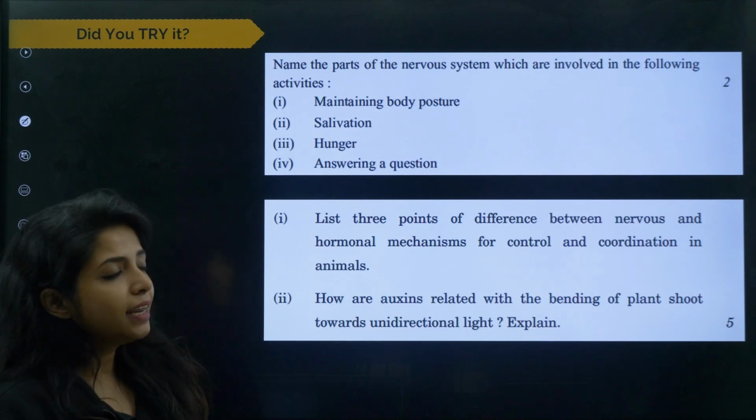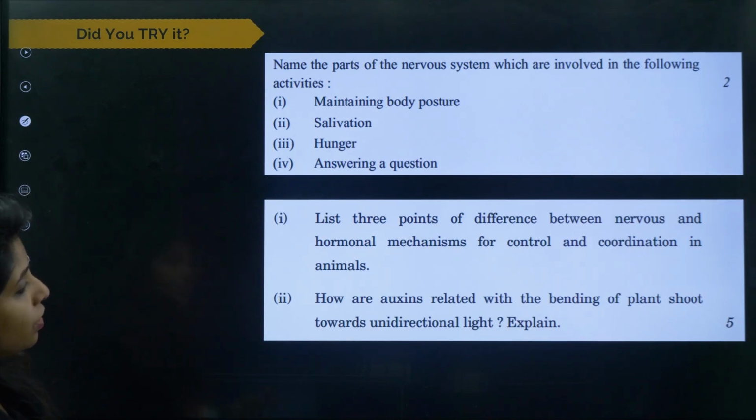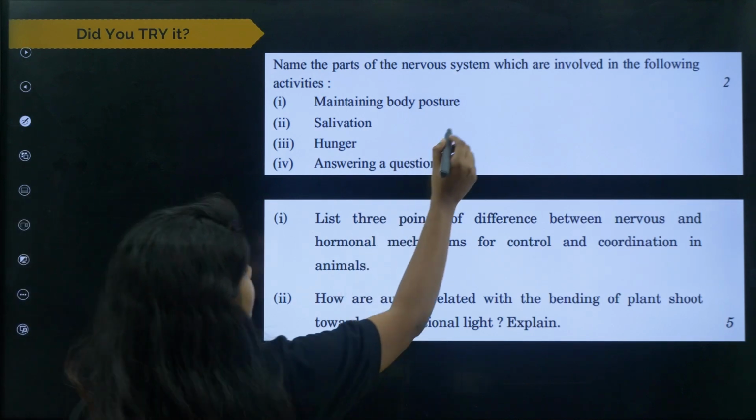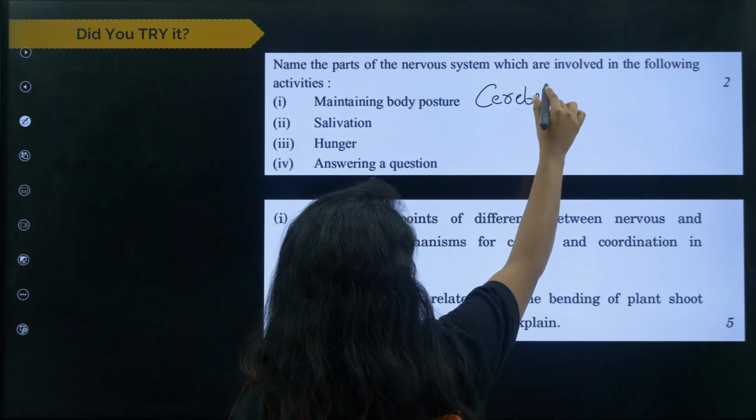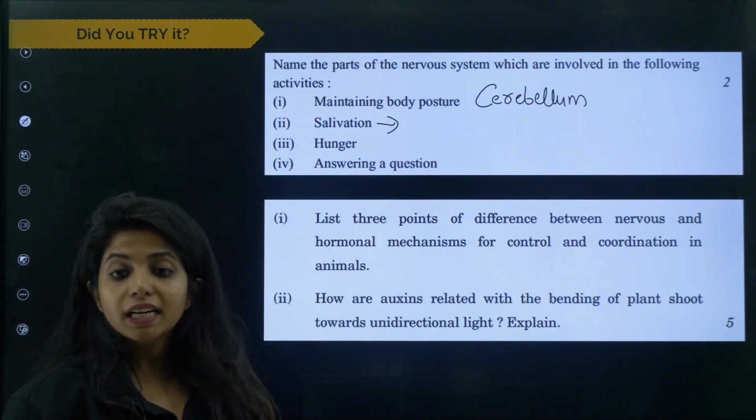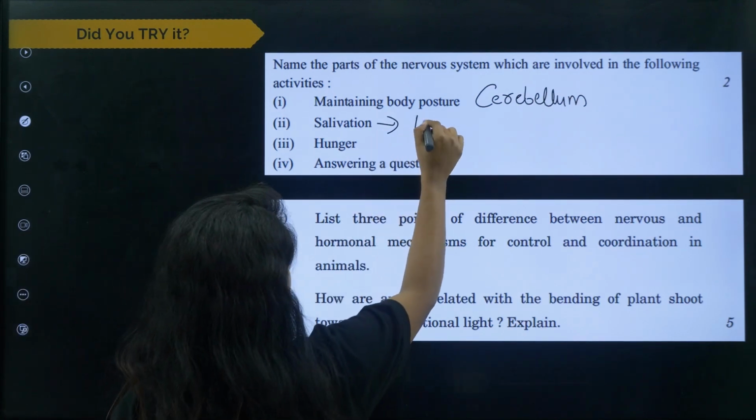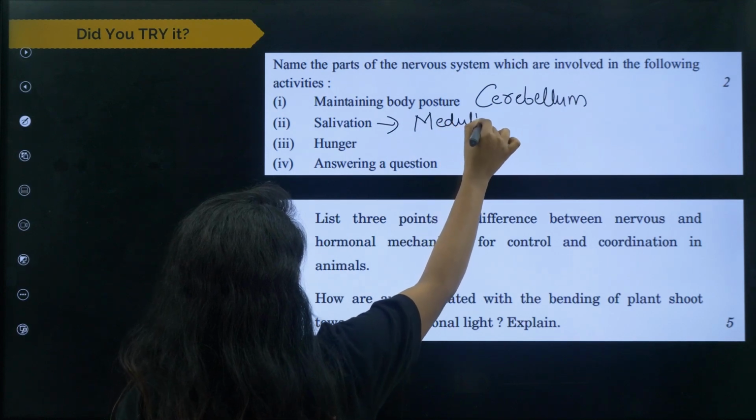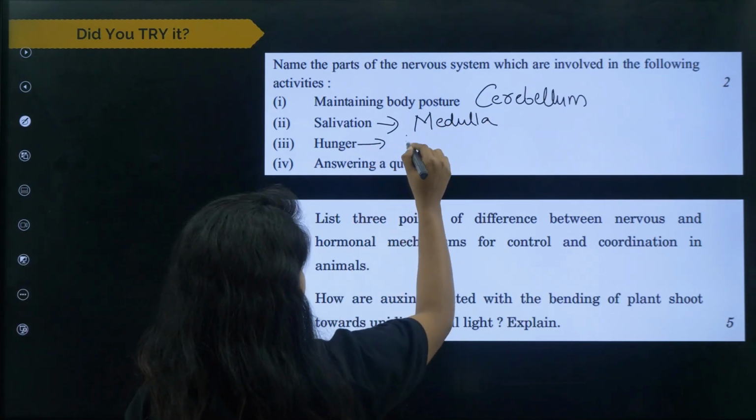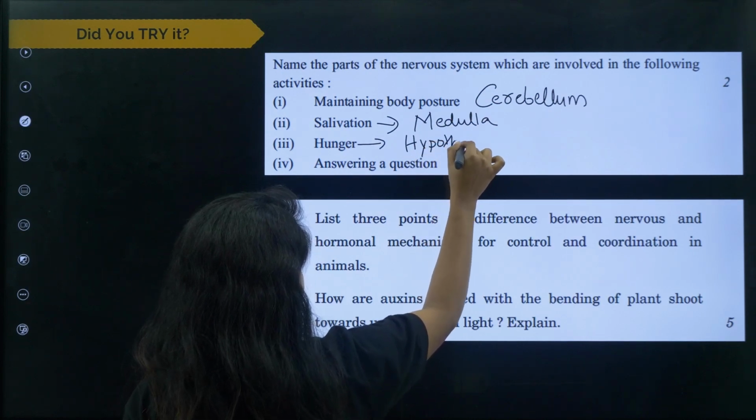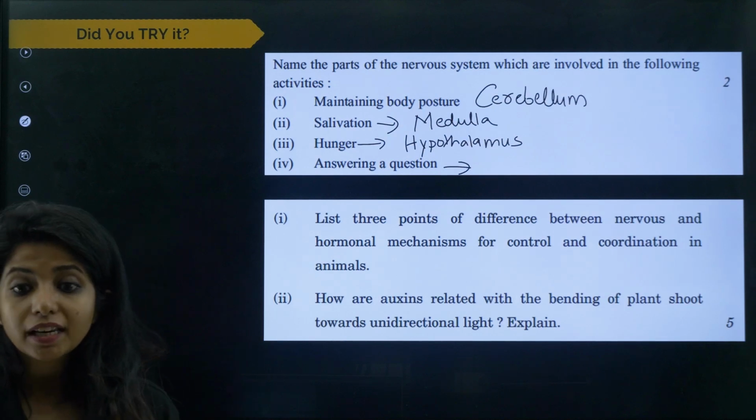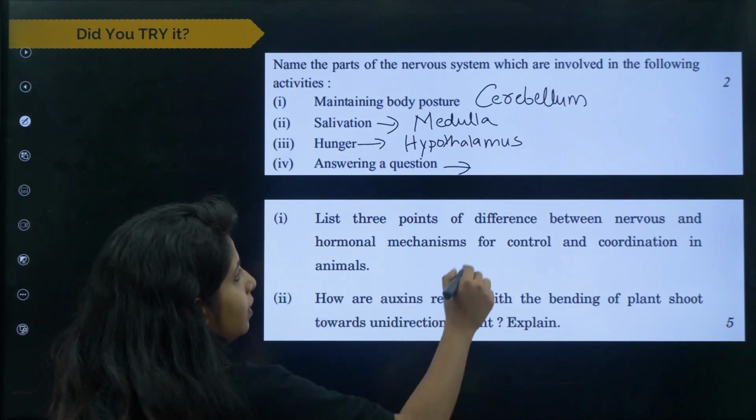Going ahead, name the parts of the nervous system which are involved in the following activities. Maintaining body posture, it is cerebellum. Salivation, is it involuntary or voluntary, children? It is involuntary, and involuntary things are maintained by what? Medulla. Hunger, H for hunger and H for hypothalamus. Check your answers, okay? Answering a question, while doing this I am using my cerebrum because cerebrum is the thinking part of the brain.